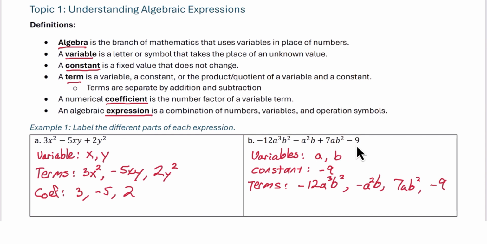Finally, we'll go through and look at the coefficients. The first term has a coefficient of -12. Next, we don't see a number beside the a, but we do see a negative sign. That's understood to be a -1. So the coefficient there is -1. The coefficient on this next term is 7. And we don't consider -9 to be a coefficient, it's a constant. It's not a coefficient because it doesn't have a variable beside it.